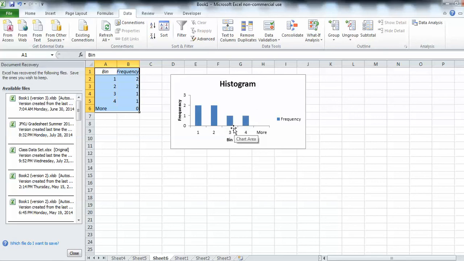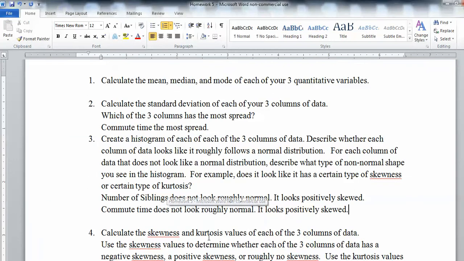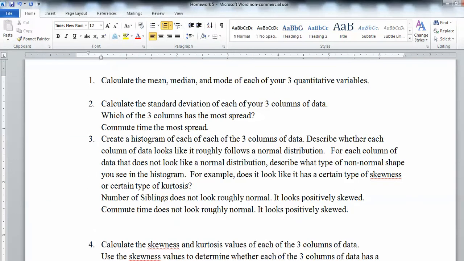Now it gives me this histogram. This histogram also doesn't look normal. It looks positively skewed because it drops off down here. So I would also say positively skewed. The number of TVs does not look roughly normal. It looks positively skewed.